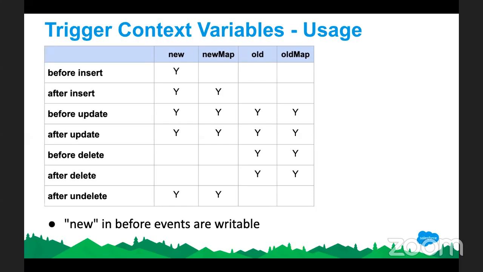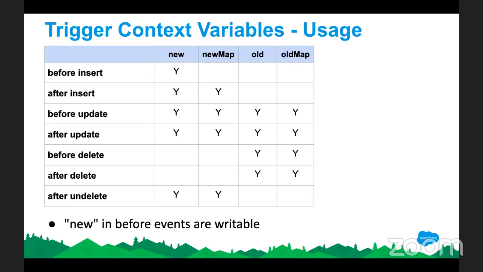Before insert, we have only the new list. We have neither the new map nor the old list or old map, because insert is basically a set of new records. There is nothing old. And in the before event, we don't have the new map. We only have the new list. Why?